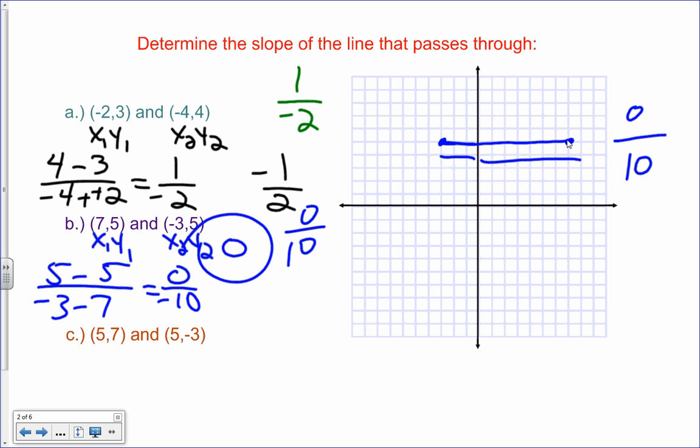And the last one. What do we got? 5, 7. So here's 1, 2, 3, 4, 5, 1, 2, 3, 4, 5, 6, 7. And 5, negative 3. How about change in y? Well, the change in y is 10, right? Change in x is nothing. So if I put them over, ooh, that's a problem. Is it okay if I don't do that one algebraically, or would you like to see it algebraically? We're good? So we know that if we did it, it's either 10 or negative 10 over 0, correct?